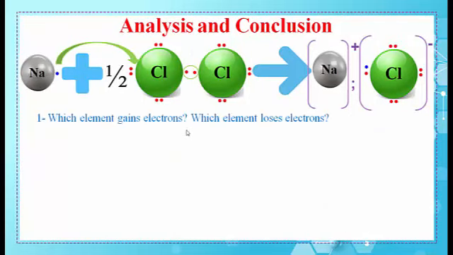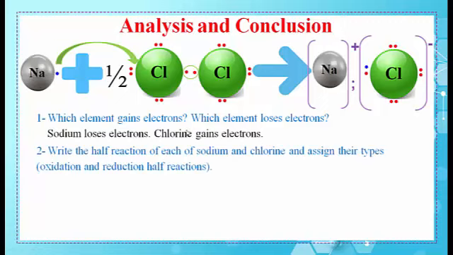Let's answer also some questions about this video. Which element gains electrons and which element loses electrons? Here you can see that sodium, Na, is going to lose electrons and chlorine is going to gain this electron lost by Na. Question 2: write the half reaction of each of sodium and chlorine and assign their types as oxidation and reduction half reactions.